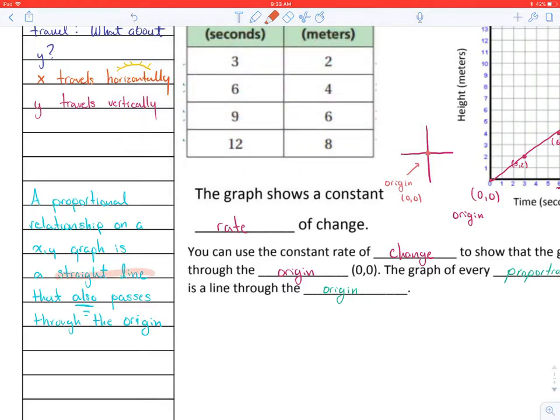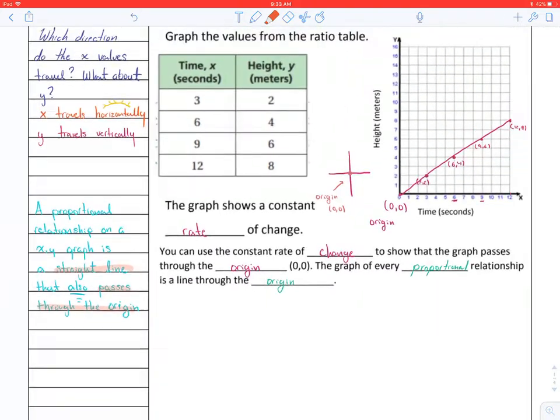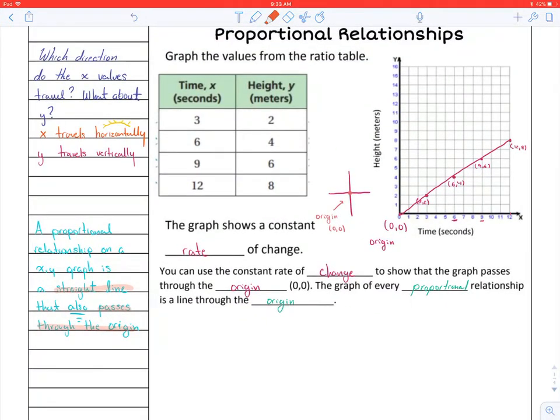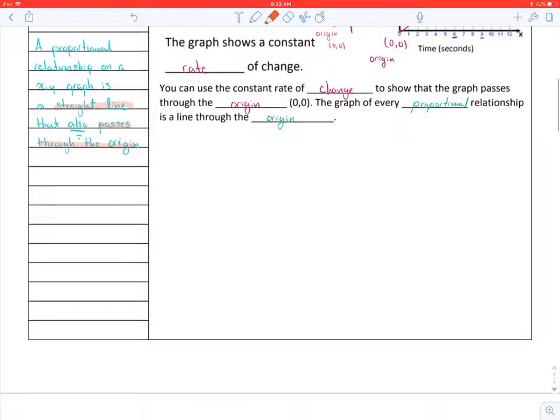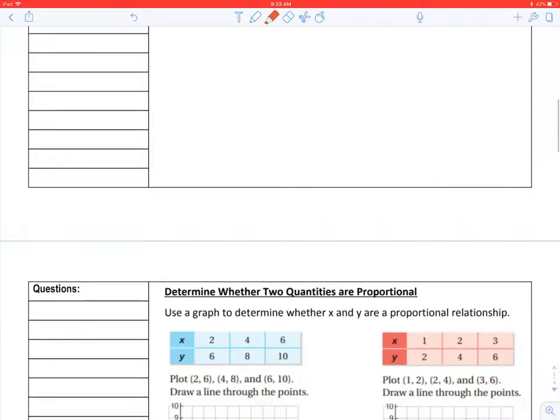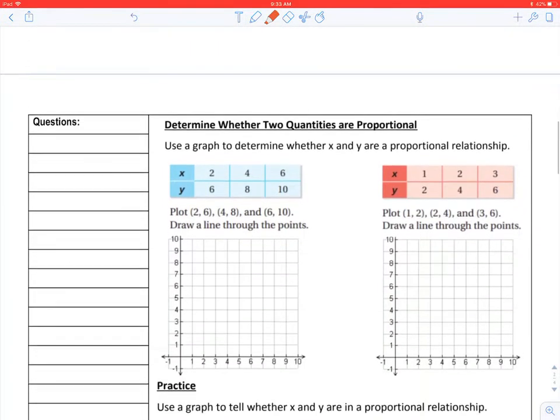Let me put that in a different color. Straight line and passes through the origin. Those are our two requirements for a proportional relationship on a graph. And that's going to be important because if we move on through here, you may need to pause the video to take down that note.